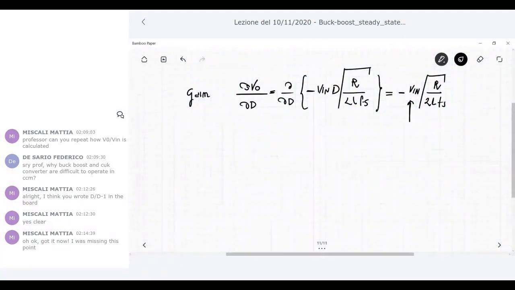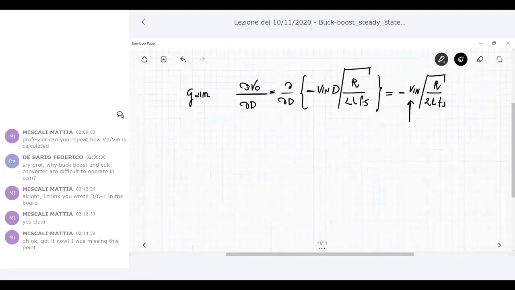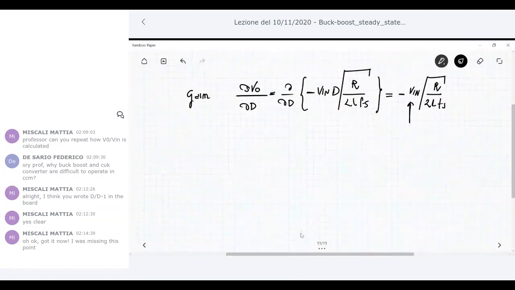So this is what happens for the DCM. So let me just spend a few words about the waveform of the current through this DCM buck boost.